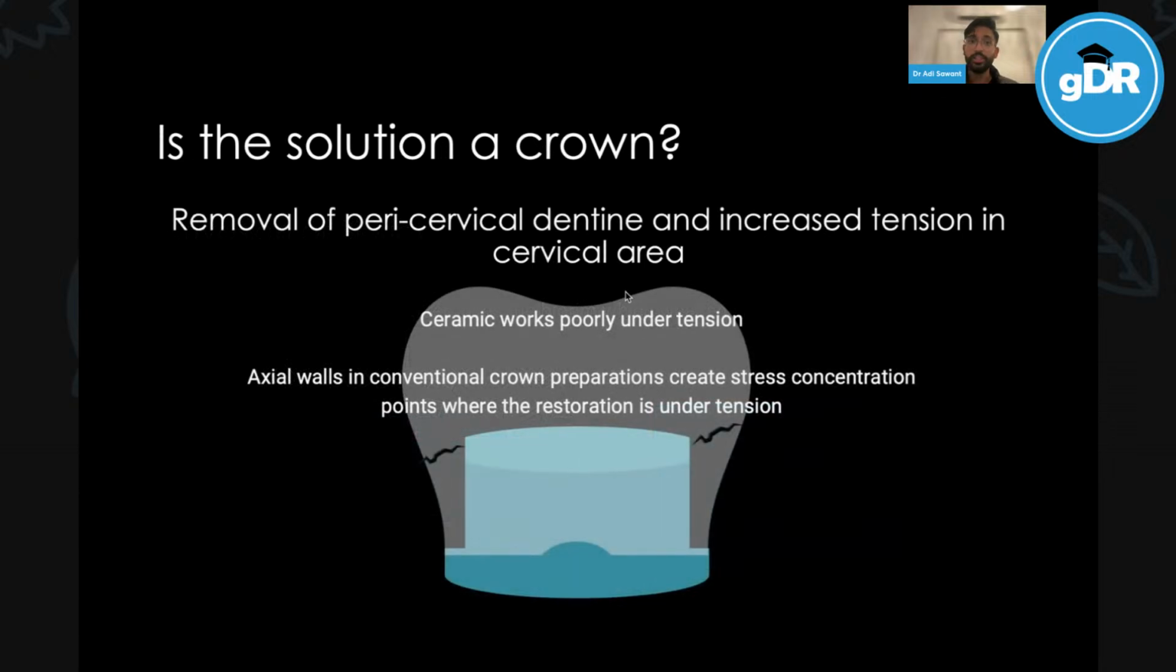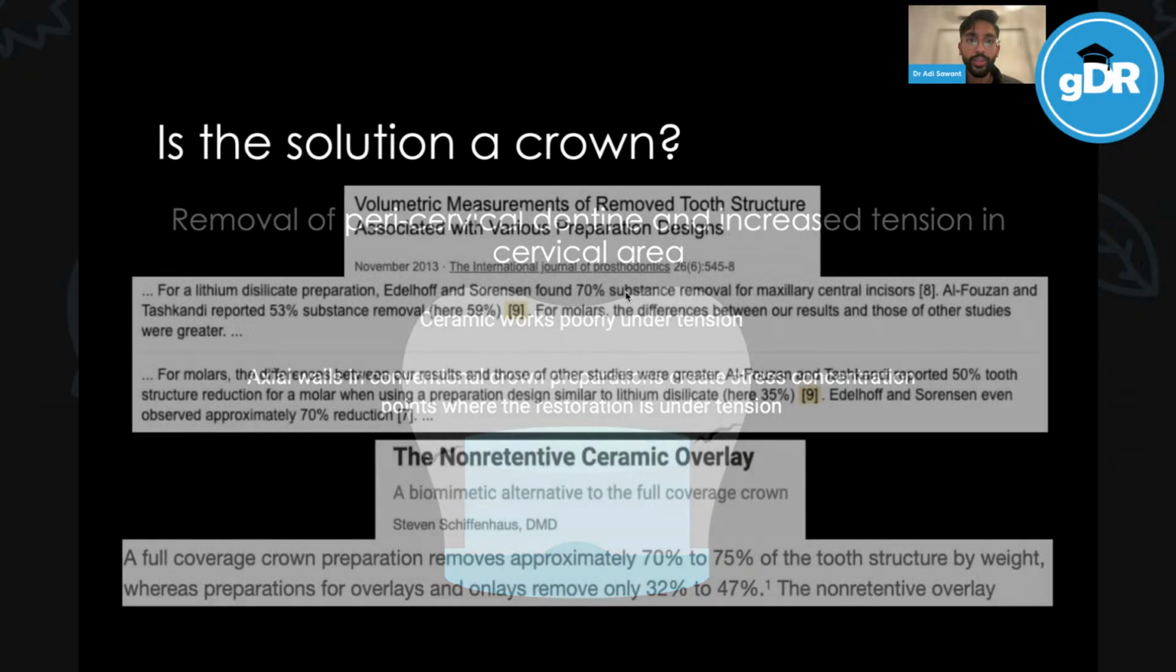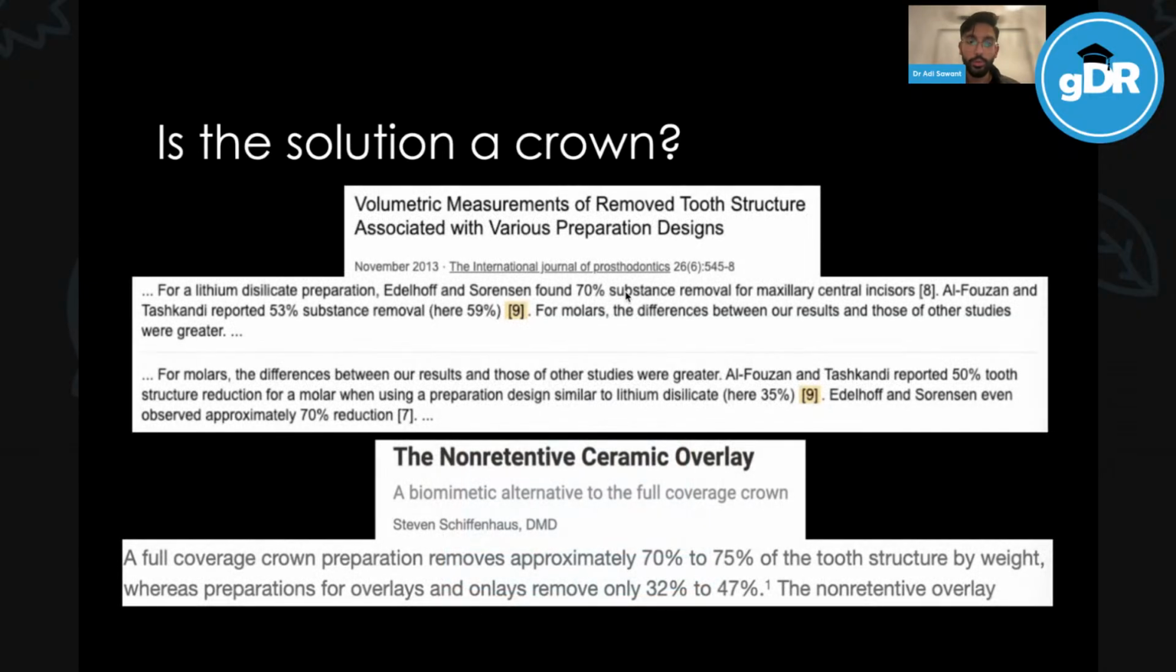And removal of that pericervical dentine is going to increase tension. We know ceramic works poorly under tension, but really well in compression. With these axial walls of crown preps, we've got stress concentration areas. We've also got a more complicated prep with a high C factor. And we also know crowns remove a lot more tooth structure in general. You can see 70 versus like 47 or 32. So it's a lot smaller.